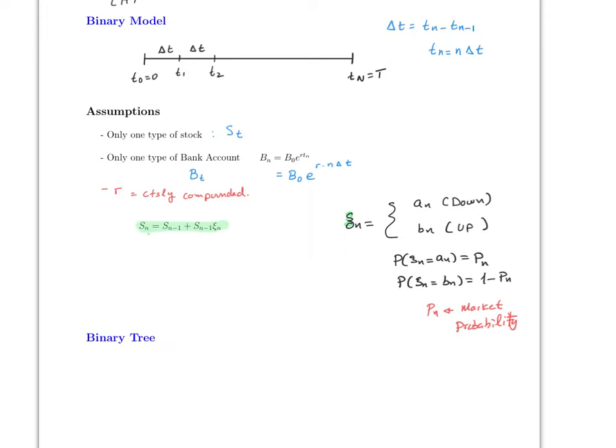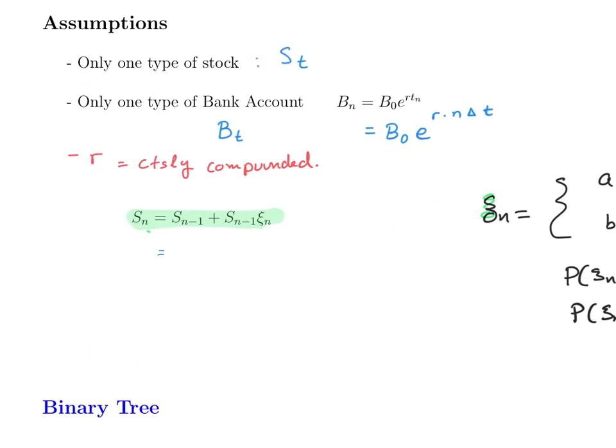Therefore this equation you can simplify by factoring S_(n-1). This will be 1 plus ξ_n, and we'll just call this one alpha for now. Okay, so this will be the model. Now this requires the following: minus 1 has to be less than a_n, less than b_n, and this is to ensure that the price is positive. You should verify that this is the case.